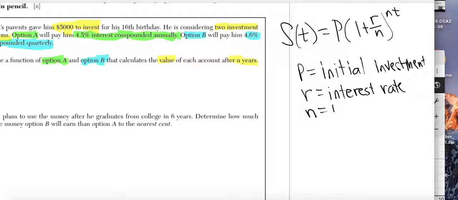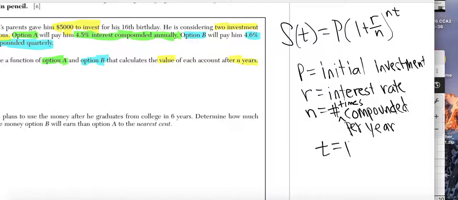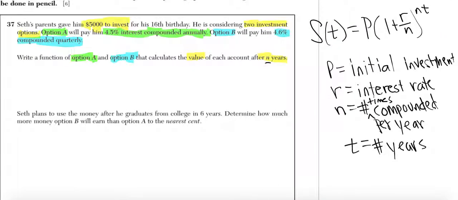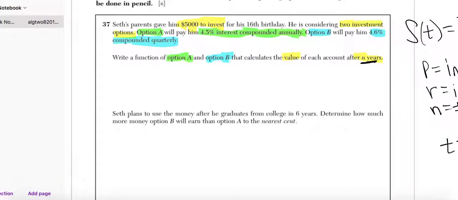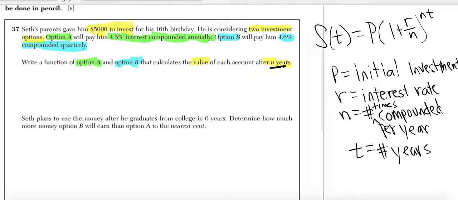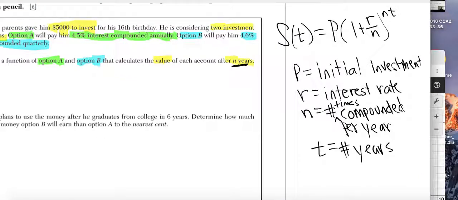N is the number of compounds per year. How many times interest is compounded in a year? The number of compounds per year, the number of times compounded per year, same thing. T is the number of years, right? And S of t is just the final amount after t years. Now the problem is they want us to use n for years, and I didn't really like that, but here's how it's going to look, guys. And the more you're familiar with the compound interest formula, you wouldn't have to go through all this. Just be careful to use n.